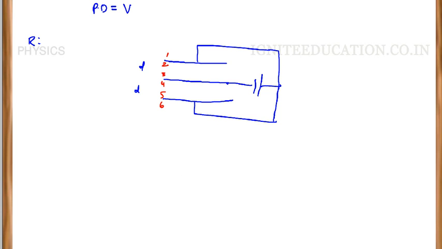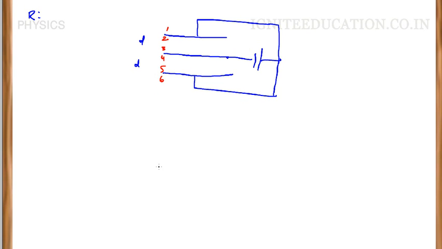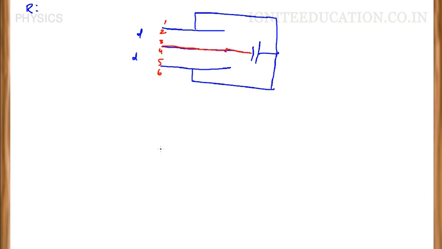So if you see this, 3 and 4 seem to be connected commonly to the negative end of the battery. So I am slightly changing the drawing. I have a plate like this and another plate like this, and I am connecting these two, and this is connected to the negative end of the battery. Look at this carefully, negative end of the battery.